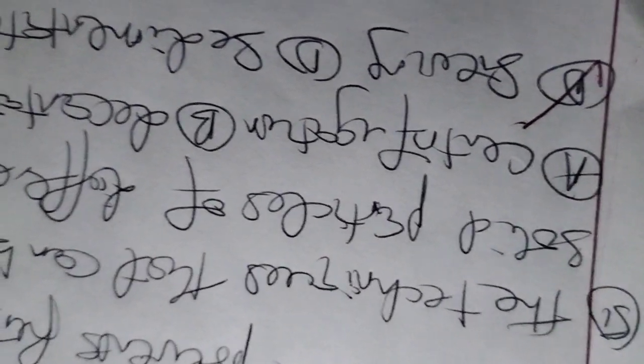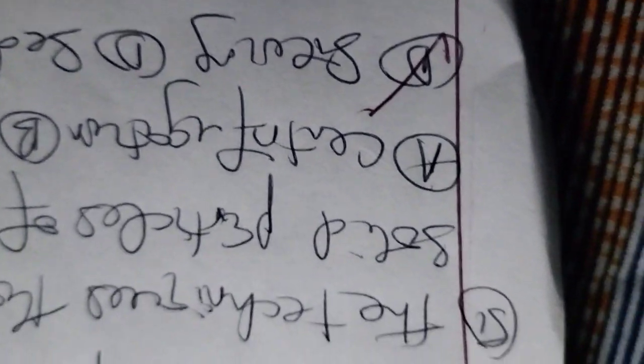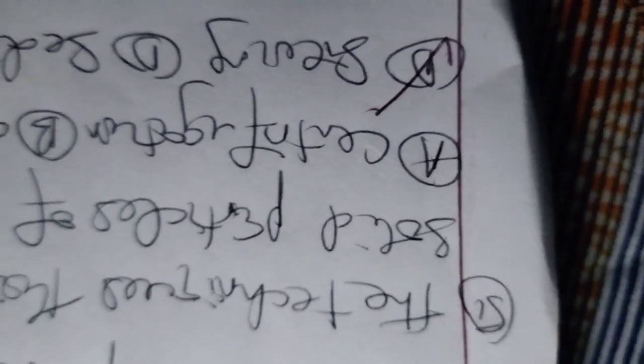51. The technique that can be used to separate solid particles of different sizes is A, centrifugation, B, decantation, C, filtration, D, sieving, and E, sedimentation. The answer is D, sieving. 51 is D, sieving.